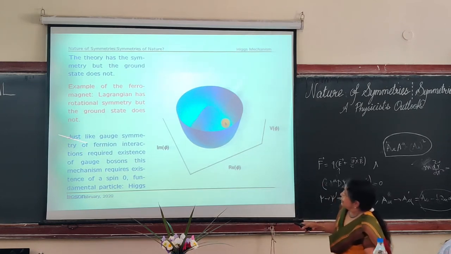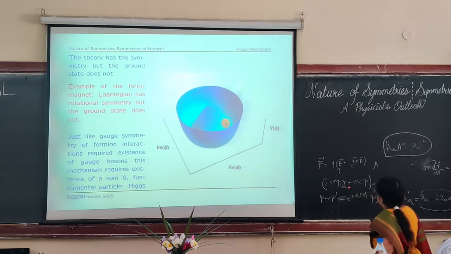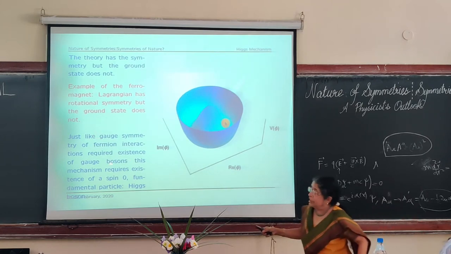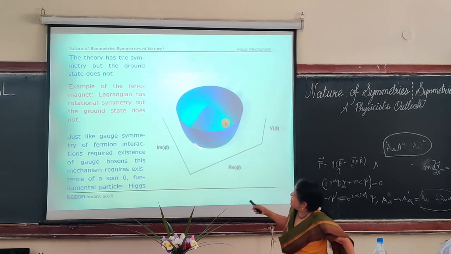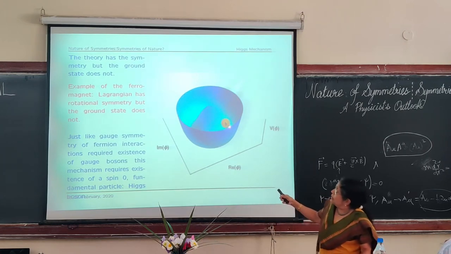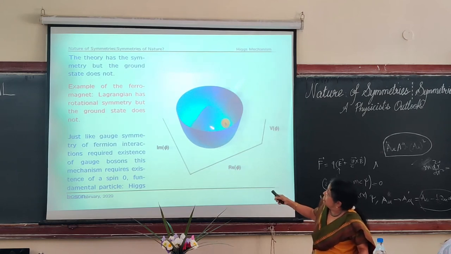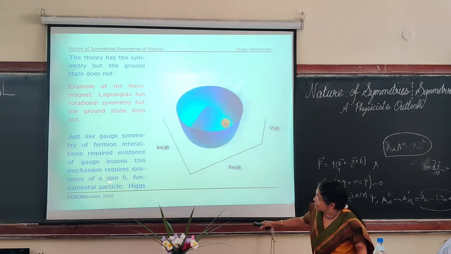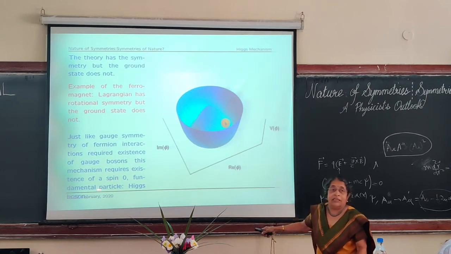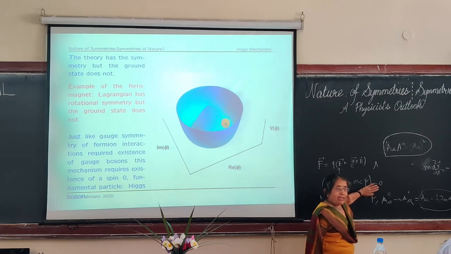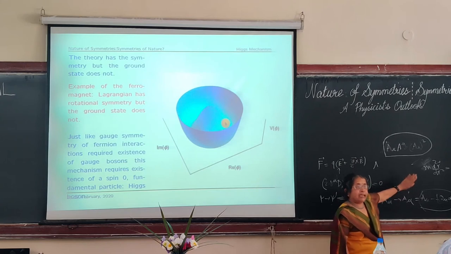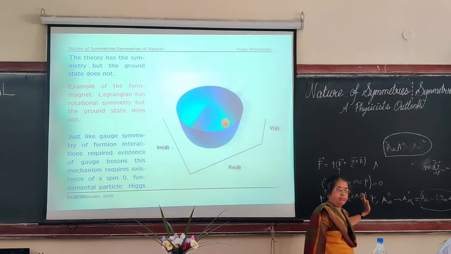I told you that the gauge symmetry of this equation required that I should have a gauge boson which couples with it. Similarly, having this kind of situation where the vacuum will not have gauge symmetry, I will come to this picture in half a second, requires the existence of a spin zero particle. So by requiring the gauge symmetry, I found that this equation was gauge invariant only if there existed a gauge particle which coupled with this fermion.